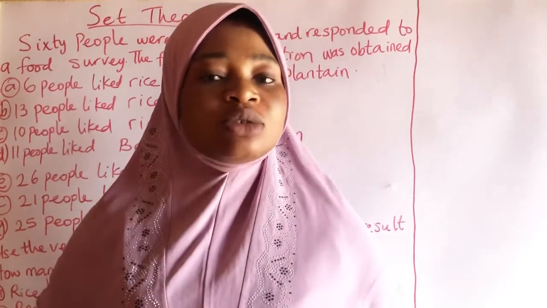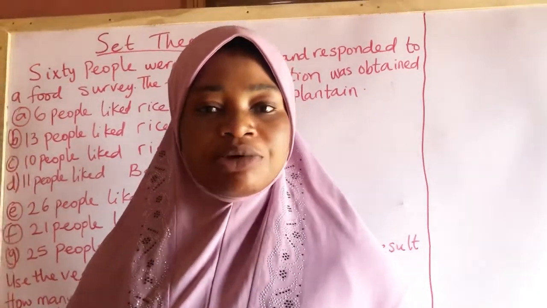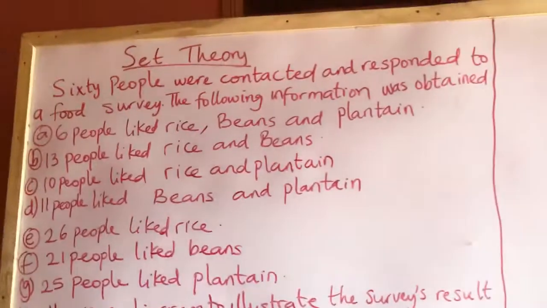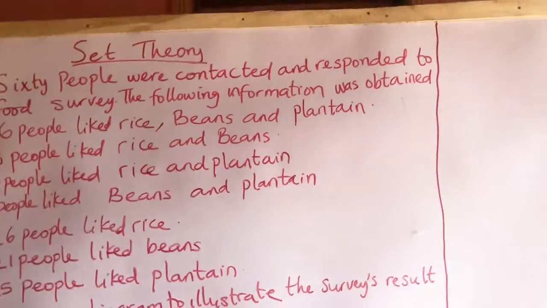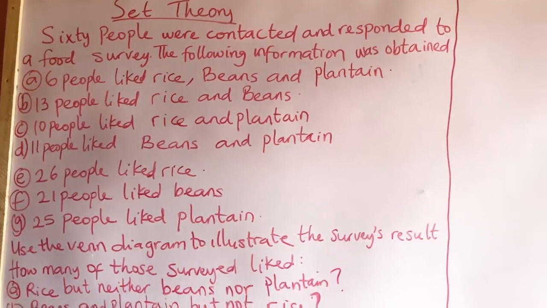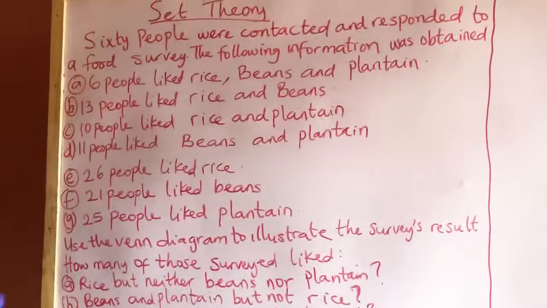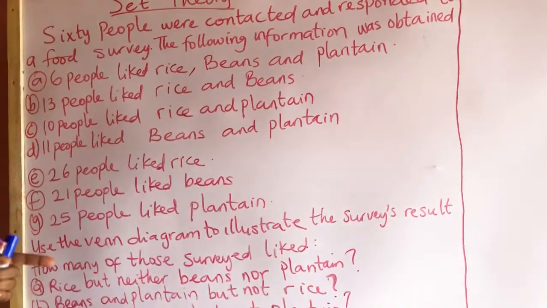So in today's class, we want to solve one question on set theory. 60 people were contacted and responded to a food survey. The following information was obtained. 6 people liked rice, beans, and plantain.